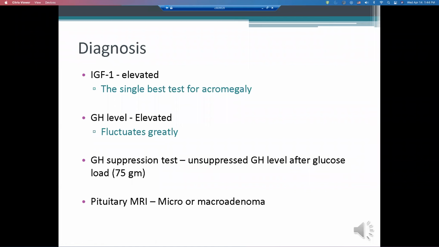And once you diagnose and confirm the diagnosis of acromegaly, you go to imaging. Okay, we don't do imaging before we confirm the diagnosis. So here, a pituitary MRI is sent to tell us more about the tumor. It could be microadenoma or macroadenoma, depending on the situation.